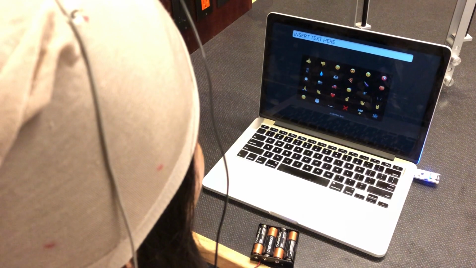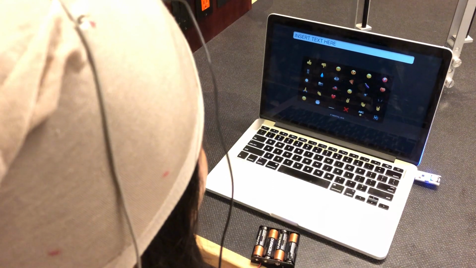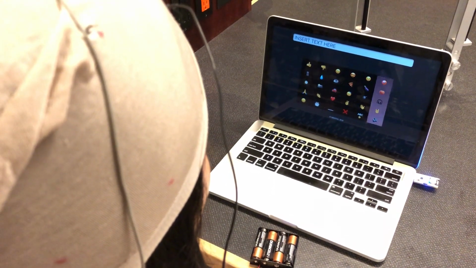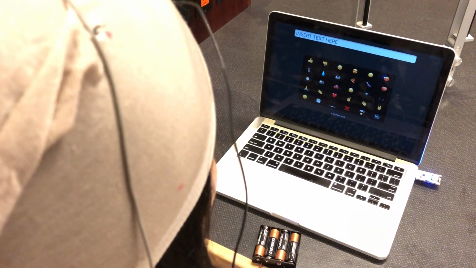In the end, we did get a couple of trials where we had a very good P300 response. All of that would pass through the classifier and through our entire pipeline and end up spelling the word that the person was looking at.